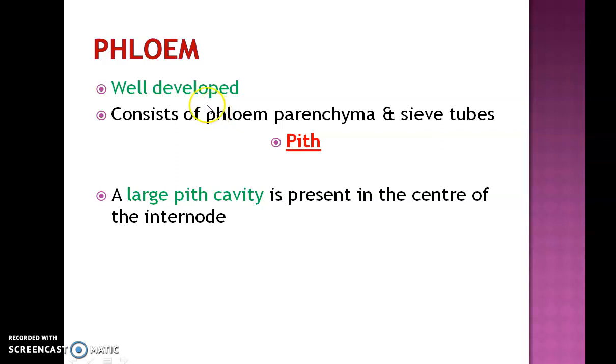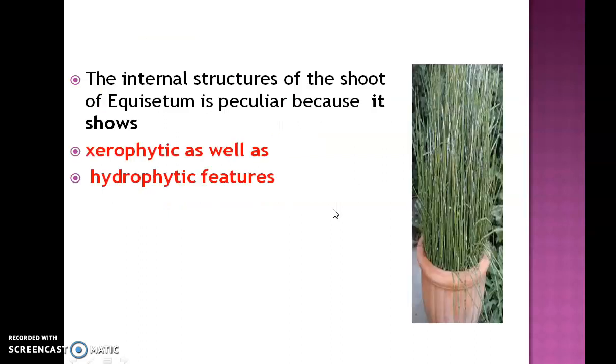And next is phloem. Phloem is well developed and consists of phloem parenchyma and sieve tubes. A large hollow pith is present at the center of internodes. So, the internal structure of Equisetum is very peculiar because it shows both xerophytic as well as hydrophytic features.